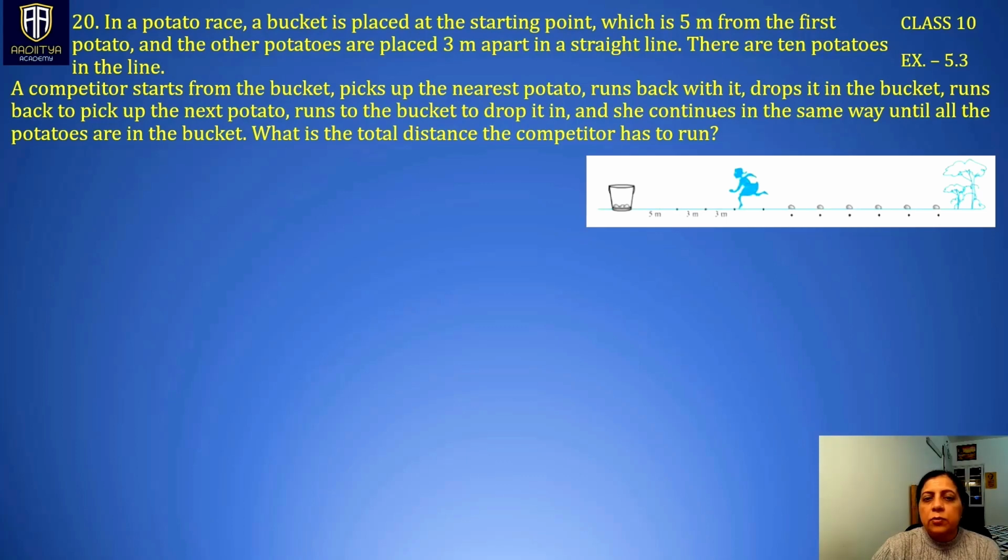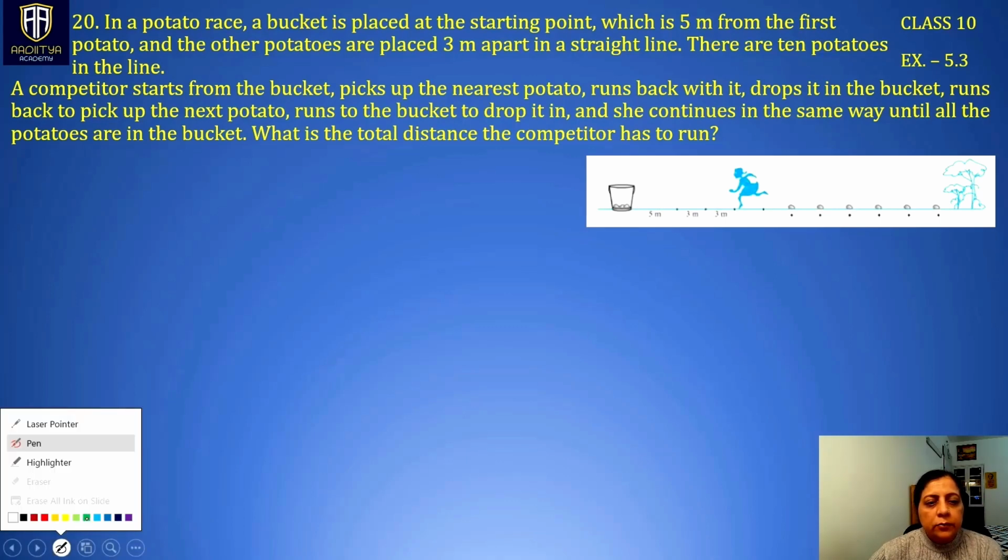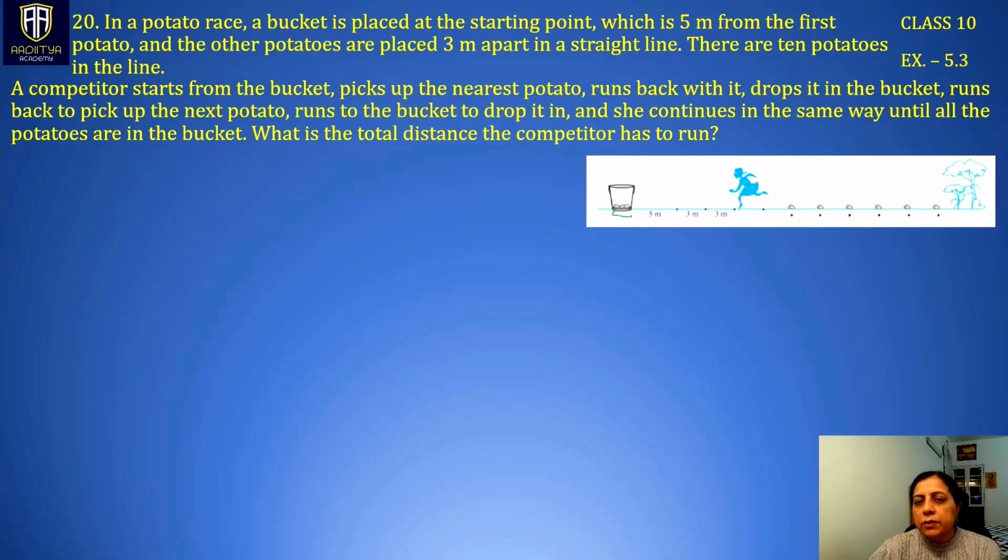A competitor starts from the bucket. See, this is the place where the potatoes are placed in the bucket. It says in a potato race, a bucket is placed at the starting point, which is 5 meters from the first potato. Bucket is here. Now the first potato is at 5 meters. This is the distance of 5 meters. And afterwards, each potato is placed 3 meters apart. The distance between the consecutive potatoes afterwards, after the first potato, is 3 meters. There are 10 potatoes in the line, right?